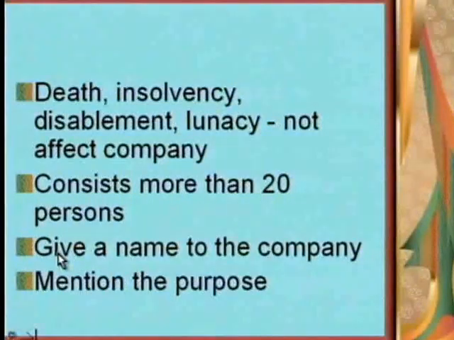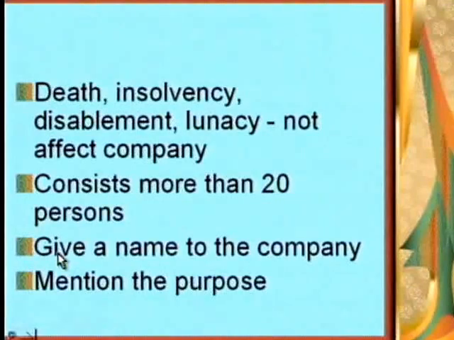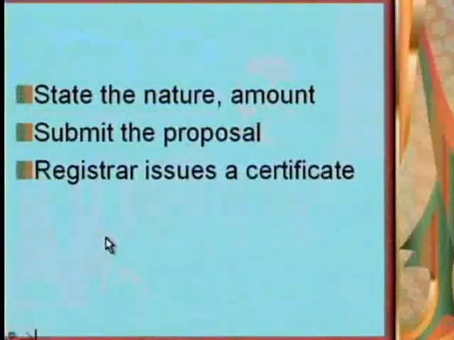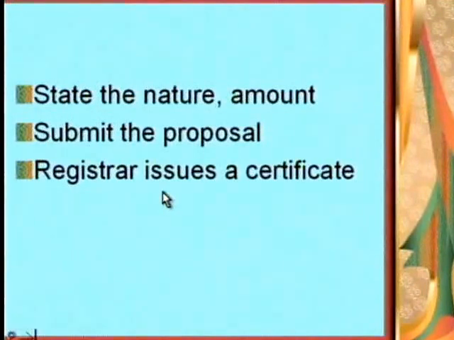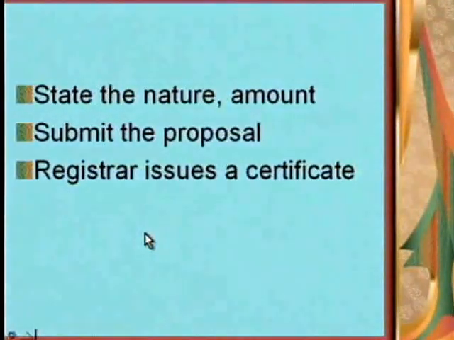The shareholders give a name to the company and mention its purpose. They state the nature and the amount of money to be raised. They submit a proposal to the Register of Joint Stock Companies, and the Register issues a certificate for the starting of the company.